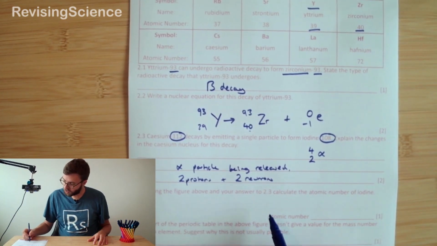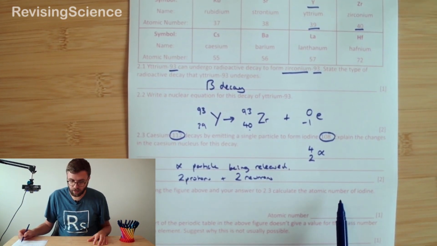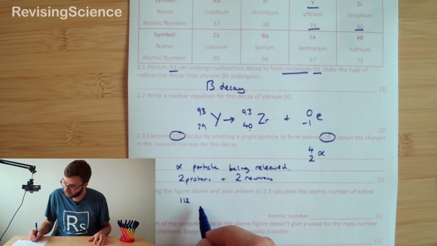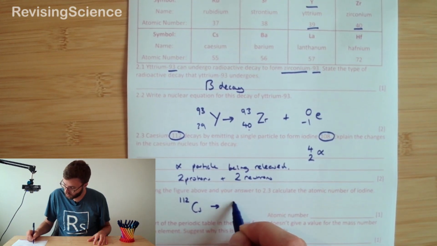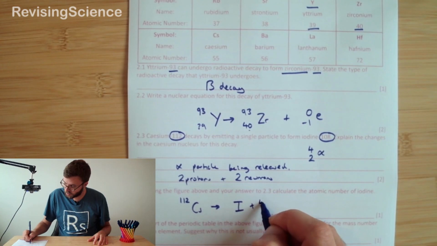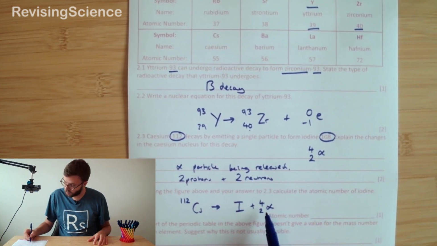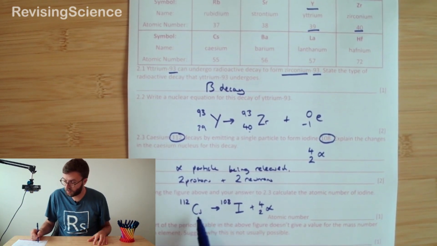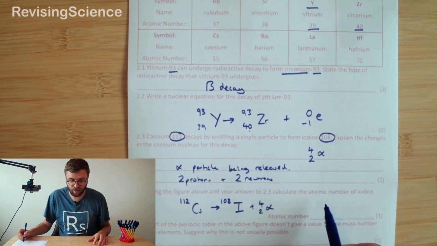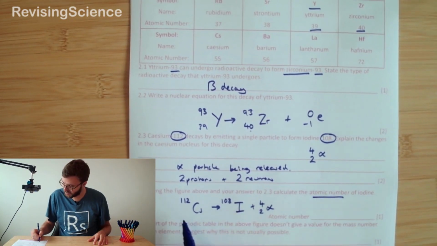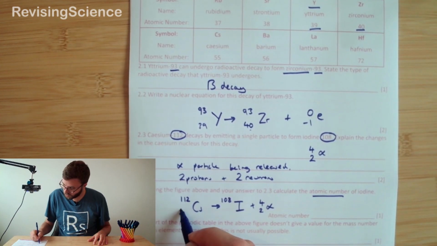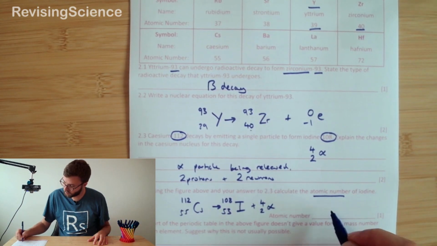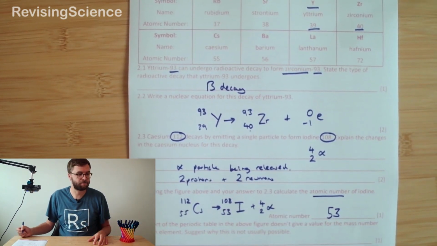Using the figure above in your answer to 2.3, calculate the atomic number of iodine. Well, we know that it's gone from 112 cesium, which is Cs, to iodine like so. We know that it's released an alpha particle with the 4 and the 2. So we know at the top here, it's going to be 108. We do need to know about the atomic number, because it is asking us for the atomic number. So we know that cesium has an atomic number of 55, and this is reduced by 2, so this will be 53. So therefore we know the atomic number of iodine is 53.